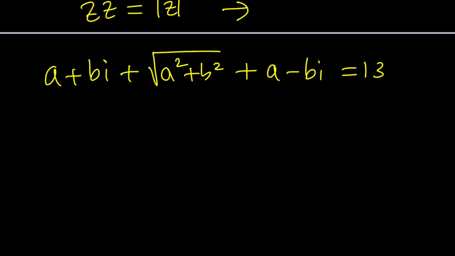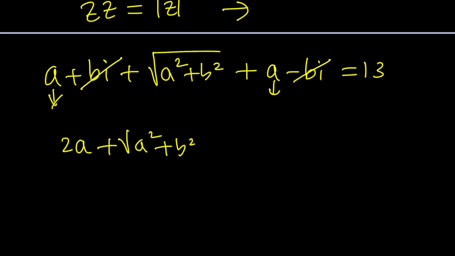bi cancels out, which is nice. Remember what we said about complex conjugates. You get a real answer. a plus a is 2a, and then the square root of a squared plus b squared, and that's equal to 13. Uh-oh, what happened to the imaginary part? It disappeared on both sides, so that's nice. We don't have to worry about it because the imaginary parts are 0. Well, you should have known because there's nothing imaginary on the right-hand side, right? So if you had some imaginary part on the left, it will be 0. Make sense? Okay, hopefully.